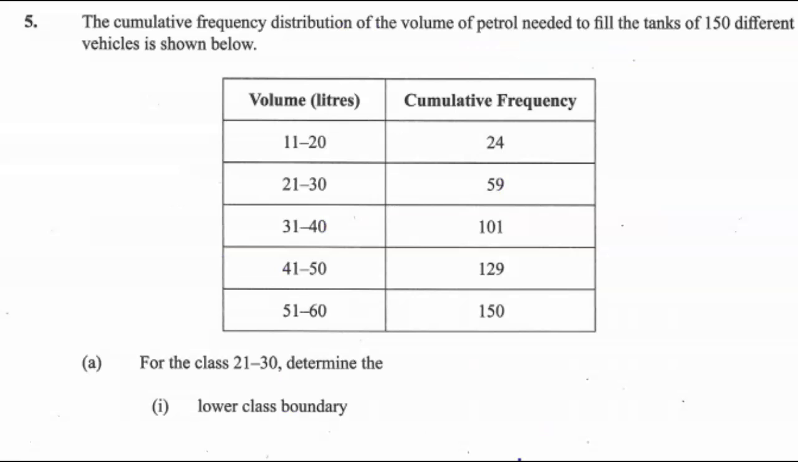So we have a cumulative frequency distribution table there, and we are asked for the class 21 to 30. We're asked for the lower class boundary. So of course we subtract 0.5 from the lower value, we get 20.5. And if you're asked for the upper boundary, you add 0.5 to 30, to get 30.5. But we're asked for the lower class boundary, which would be 20.5.